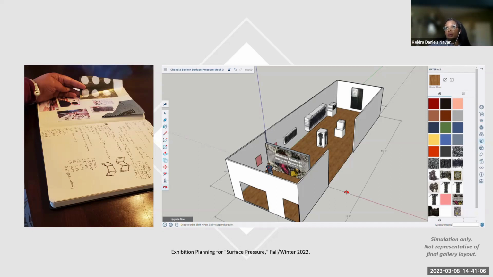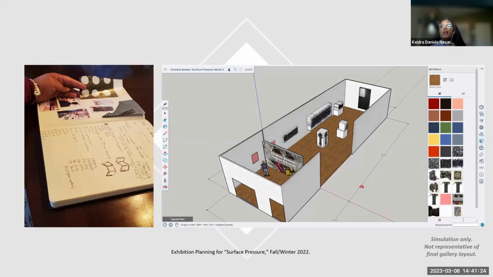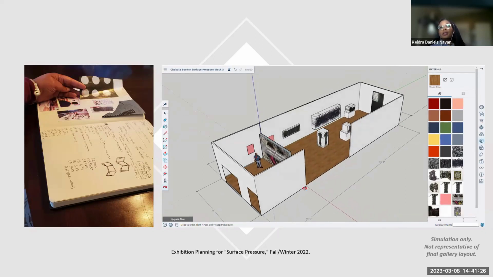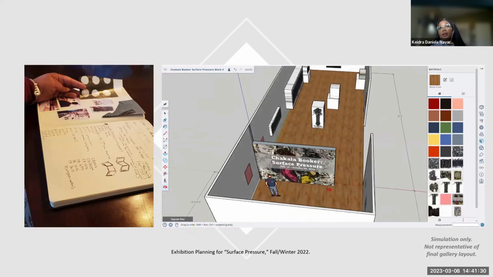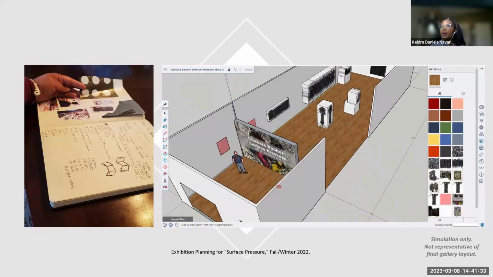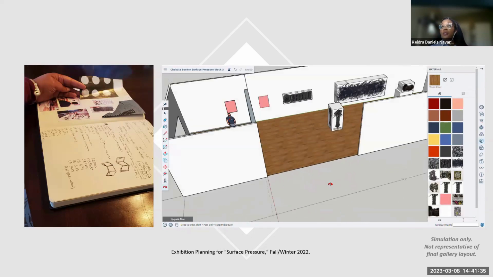So the artist is in New York, I'm in Central Florida, and this museum is in South Florida. So communicating in three distinct ways has meant thinking about how digital resources can help me as a curator communicate ideas. This is not the final version of the exhibition in any way, but this is a design, architecture design software called SketchUp. That, by the way, has a free version, which is what I use here.